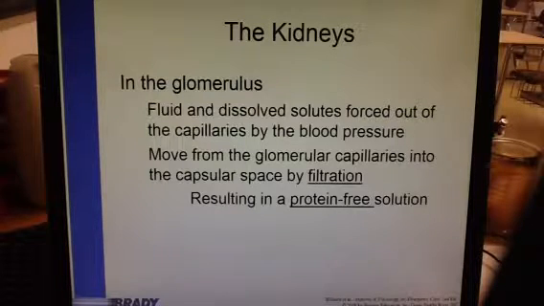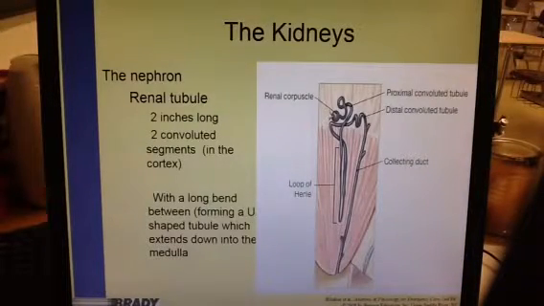In the glomerulus, the fluid and the dissolved solutes are forced out of the capillaries by the blood pressure. So what fluids and solutes are in the blood are forced out, and they move from the capillaries into the space by filtration. This results in a protein-free solution. Then that filtrate moves into the renal tubule.